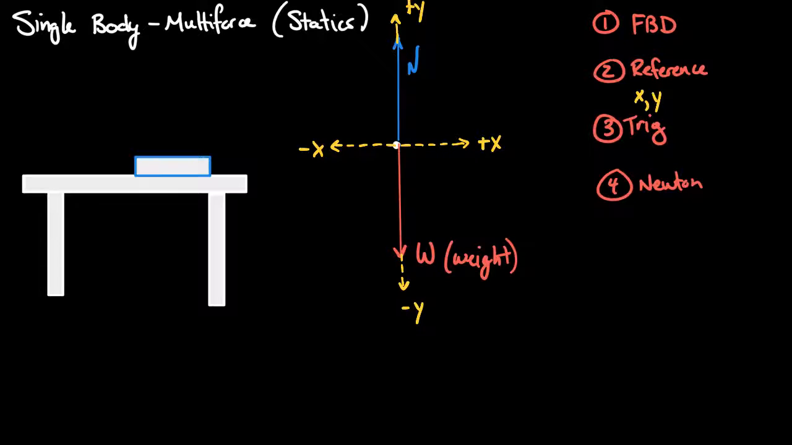Now, I know this seems ridiculously easy, but first law problems are not accelerating. But be careful, that doesn't mean they're not moving. They're not accelerating. So an object at a constant velocity is a first law problem. An object at rest is a first law problem. This is a first law problem.